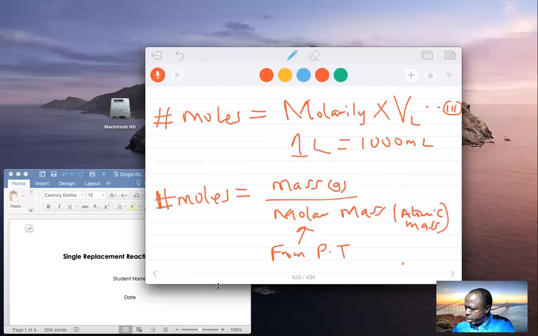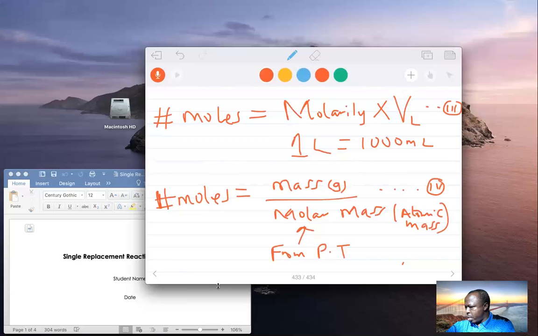I'm giving you this equation so that when you complete the data sheet, you'll be able to figure out which equation to use. If you are working with the solid reagent, you'll use equation 3. This should be 4. Yeah. You use equation 3 when you will be calculating the number of moles of the copper-2 sulfate solution.